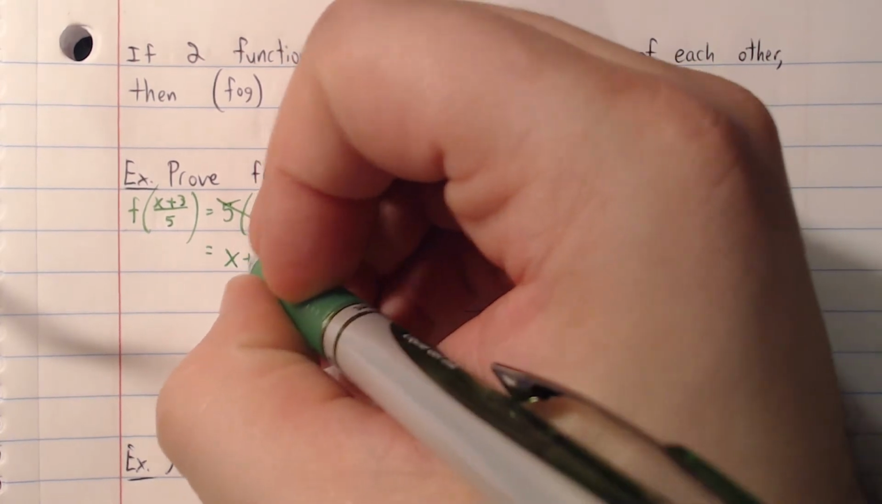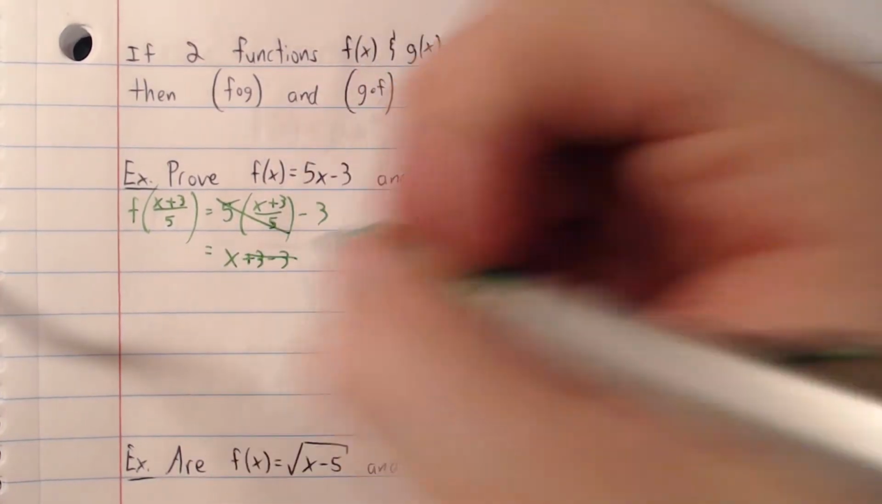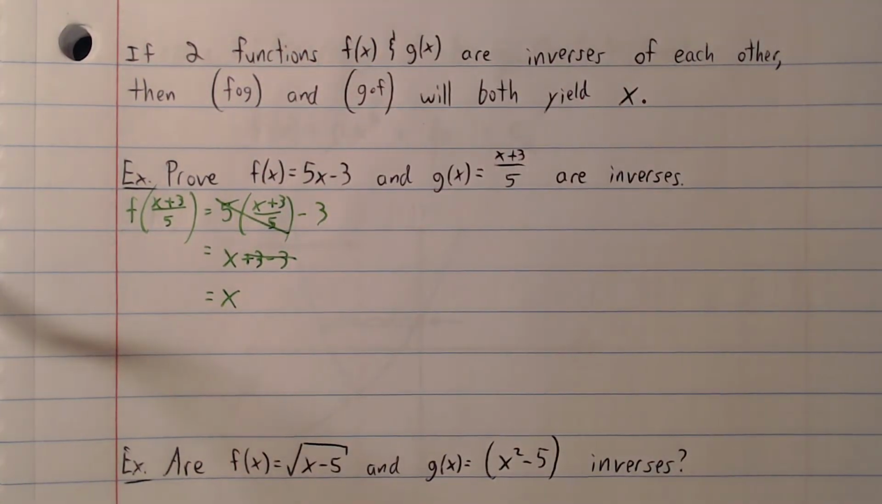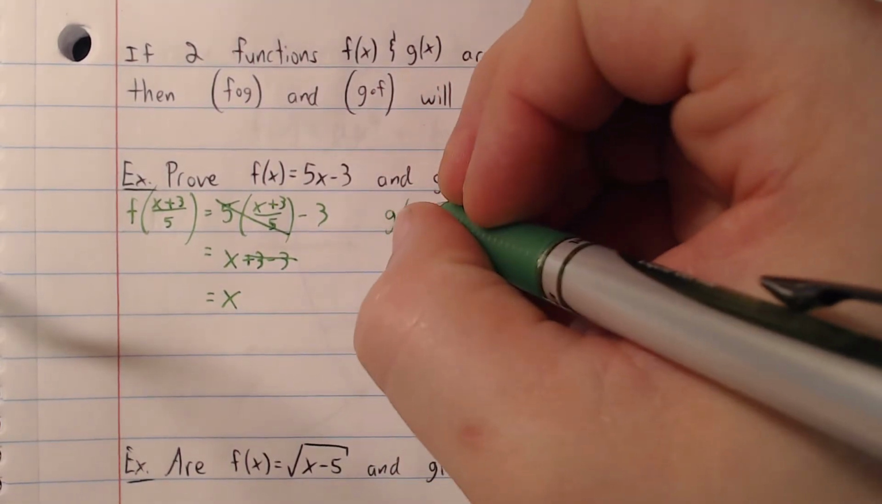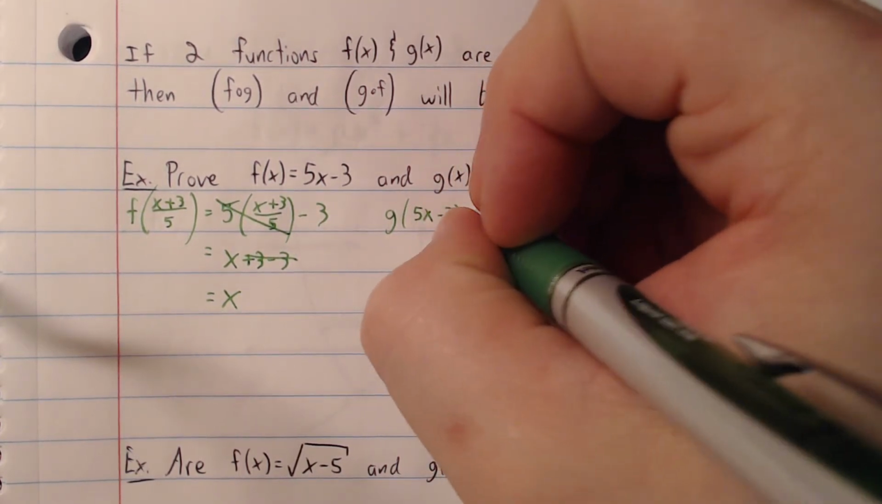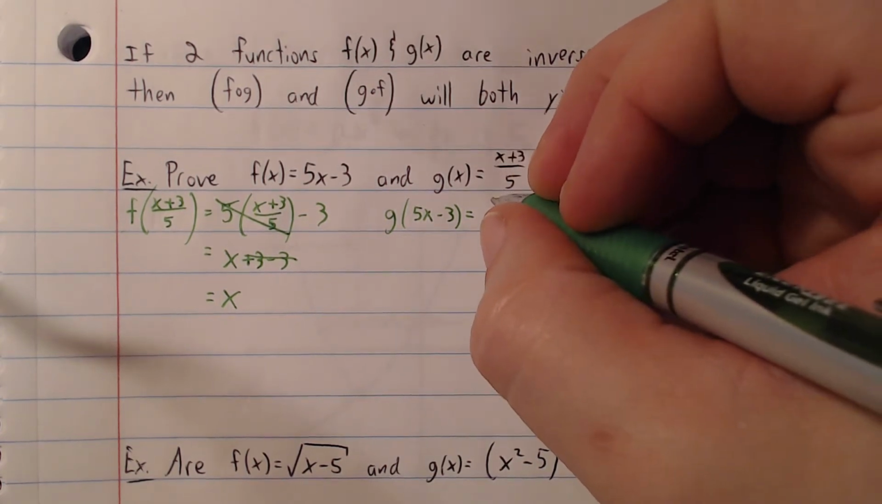Now what I have is x plus 3 minus 3, and I can see that my 3's are going to eliminate, and I'm left with plain old x. So far, so good. What I need to do now is evaluate g at f. So evaluate g at 5x minus 3. So I'm going to plug that in up here, right?